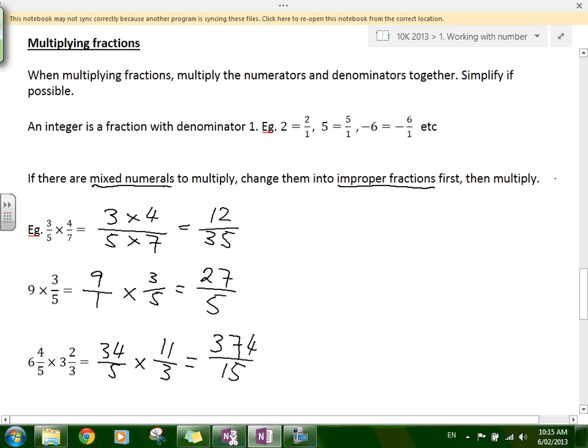Now type this into your calculator, everyone, and see if it simplifies it. Is there a common factor between 374 and 15? Does it simplify? You type it in, press equal. 374 over 15, and no, it doesn't simplify. So you can write it as a mixed numeral, but it doesn't have any common factors. So the answer is 374 over 15.